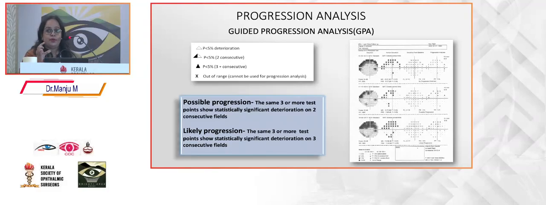If there is significant deterioration at the same point in 2 consecutive visits, it is possible progression, and if there is deterioration at the same point in 3 consecutive visits, it is likely progression. So here in this patient, at this point, there is an open triangle, this is a half-filled triangle, and there is a full-filled triangle. So the patient is having the same deterioration at the same point in 3 visits. So there is a possible progression, and second is a likely progression.